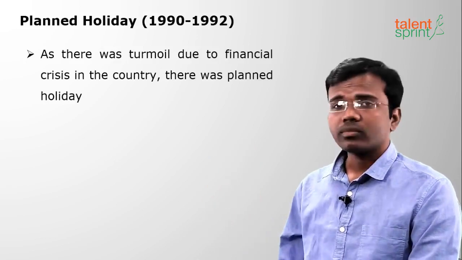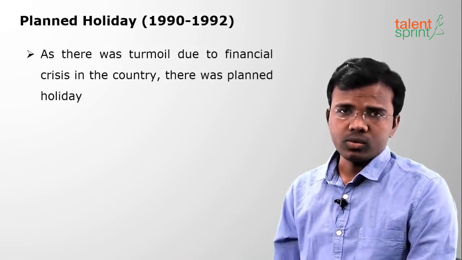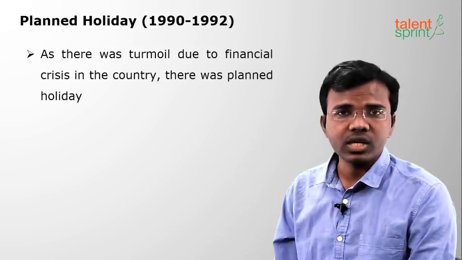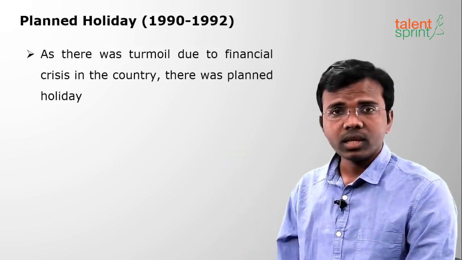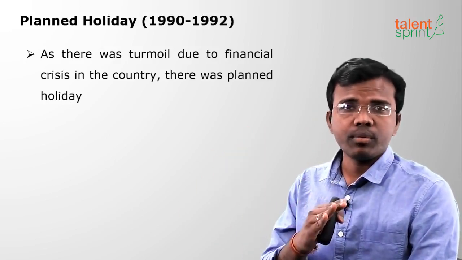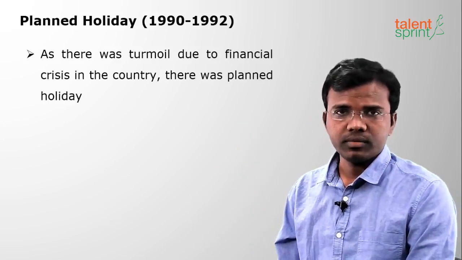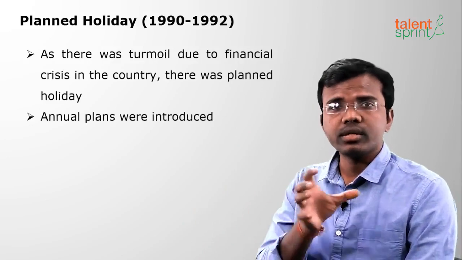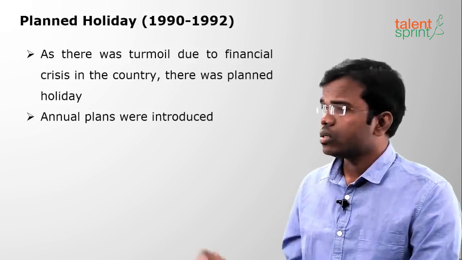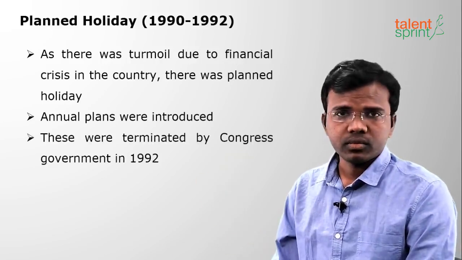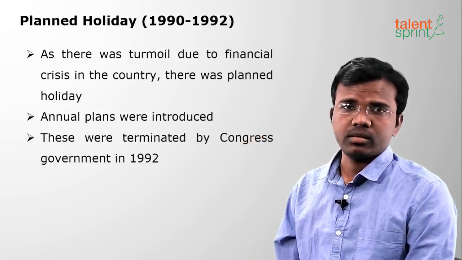To overcome this, India was asking many people for loans. So there was actually a financial crisis in India during the 1990s. To overcome this problem, plans were stopped during this period. That's why there were plan holidays, number 3. Annual plans were introduced during this time period from 90 to 92. They were terminated in the year 92 by the Congress party government.